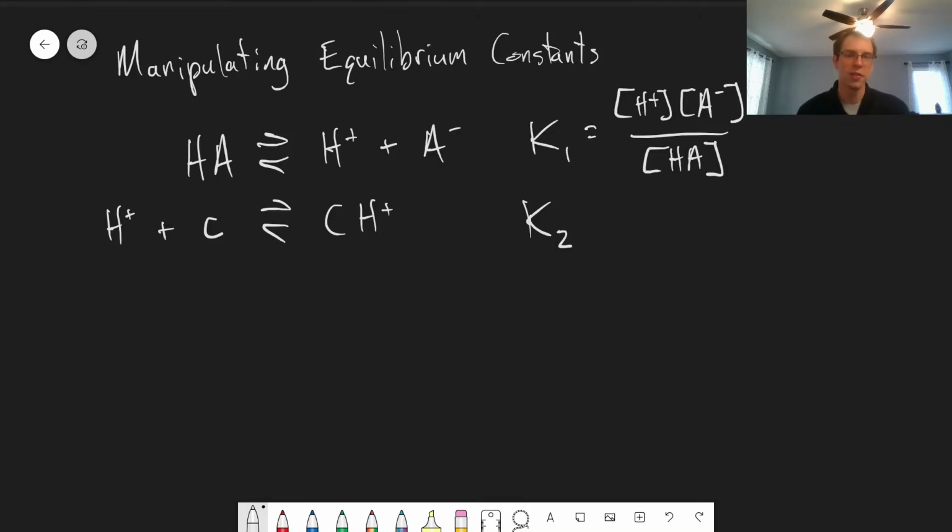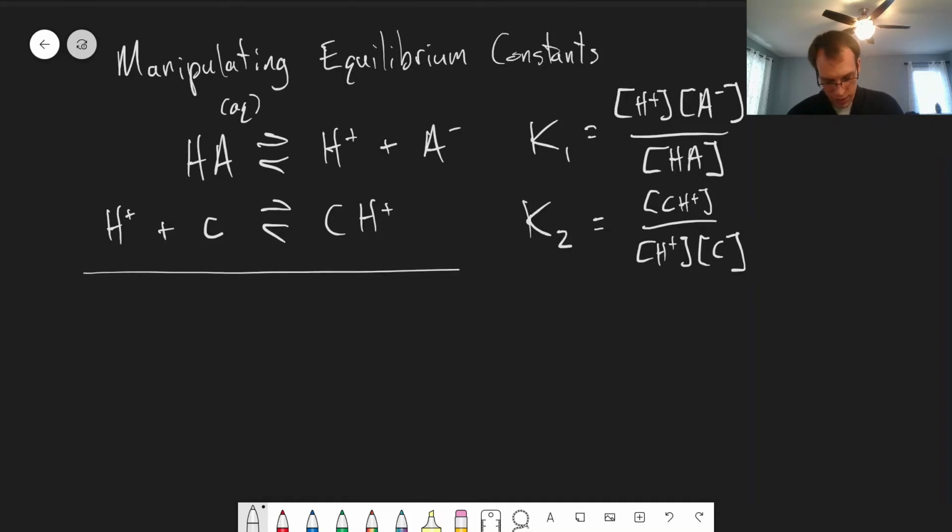If we had actual values to go in here, these would all need to be in molarity. These are all things in solution. It's not explicitly stated, but these all should have the aqueous tag next to them. When we're thinking about acids and bases, those are only defined in aqueous solution, basically. K2, we can also write down: CH plus divided by H plus times C. Remember, it's always products on top, reactants on the bottom. And since all of these have stoichiometric coefficients of 1, we don't have any exponents in this particular case.